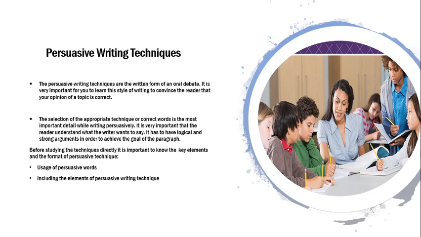The selection of the appropriate technique or correct words is the most important detail while writing persuasively. It is very important that the reader understands what the writer wants to say. It has to have logical and strong arguments in order to achieve the goal of the paragraph. Before studying the techniques directly, it is important to know the key elements that form the persuasive technique. Usage of persuasive words is one of the elements of persuasive writing technique.